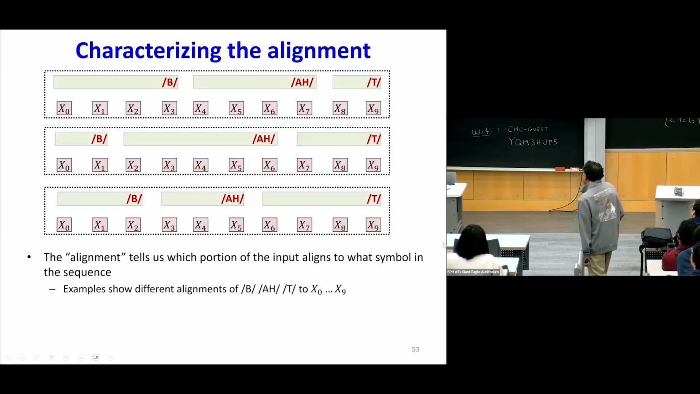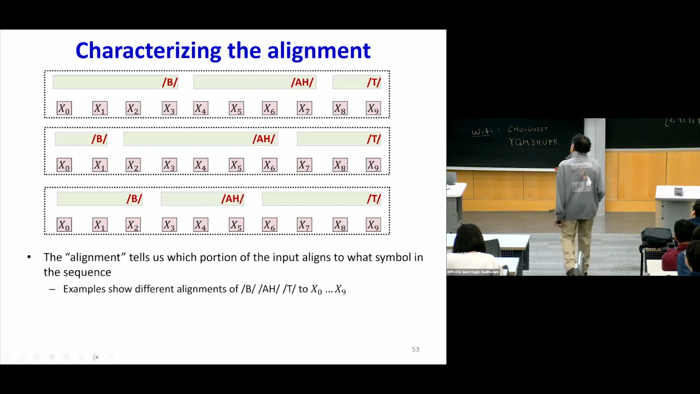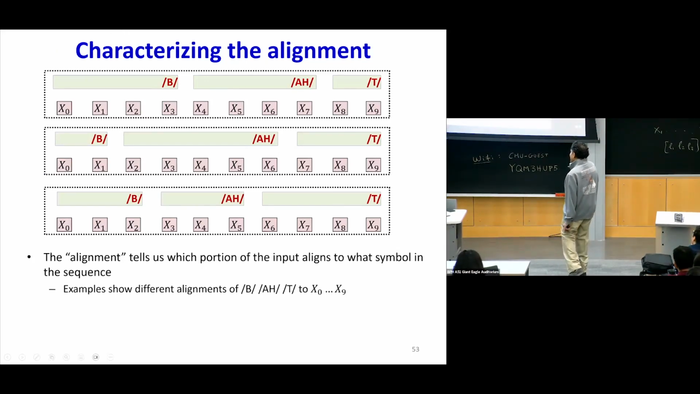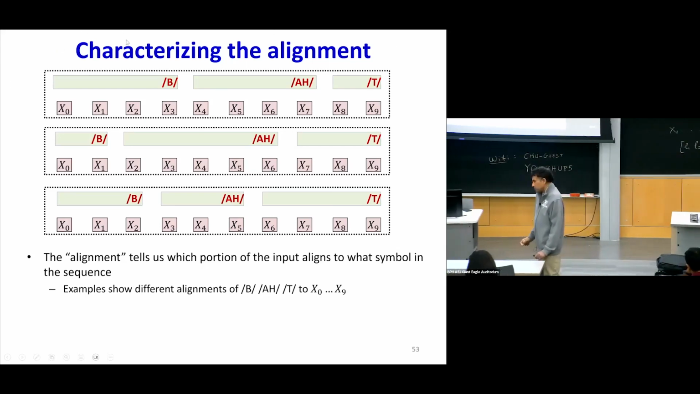So let's go back and look at this notion of an alignment. The alignment tells us which portion of the input aligns to what output symbol in the sequence. So here are different alignments for "but." And as we saw, you could have up to 72 different alignments in this particular example, right? So when you're guessing, you're trying to pick just one of these alignments. And which one would you pick, if you're given a current model? The most probable one. You want to pick the most probable alignment given the current model.